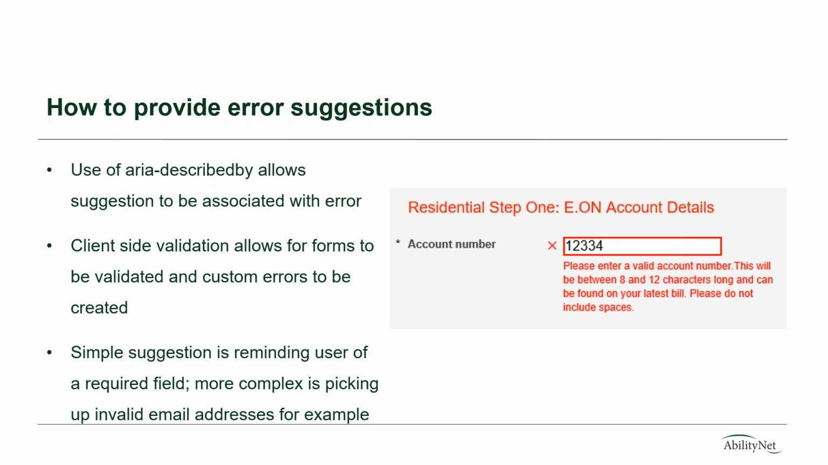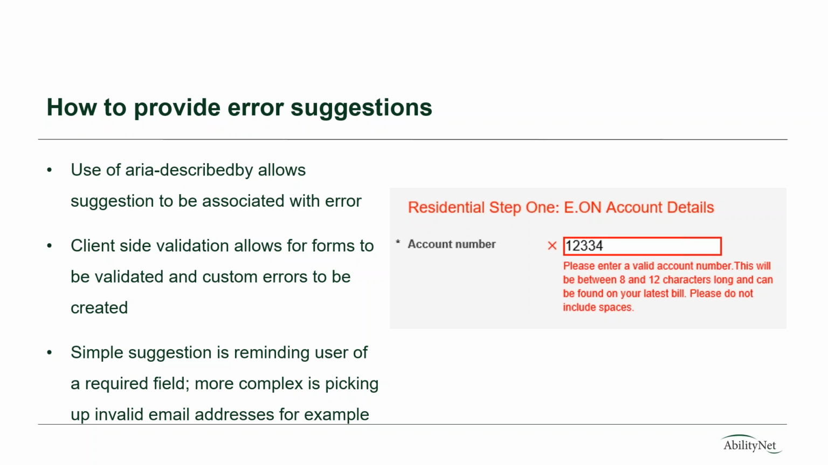As with error identification, using the aria-describedby attribute allows the suggestion to be associated with the error field. This means, again, for a screen reader user tabbing through the form, they'll tab onto an input field. First of all, they'll hear the label, and they will then subsequently hear the error suggestion read out to them. So that gives them exactly the same experience as a sighted user who has that visual proximity of the error suggestion to associate it for them. A screen reader can make use of the aria-describedby attribute to create that same sort of proximity.